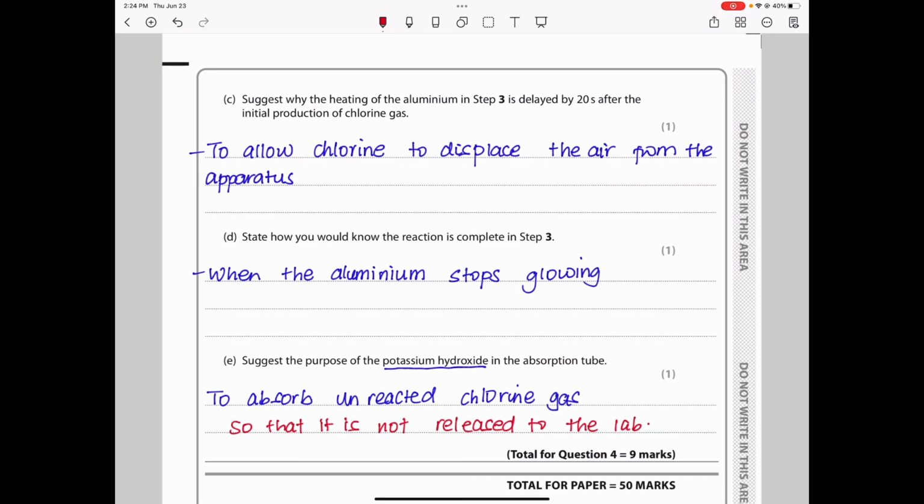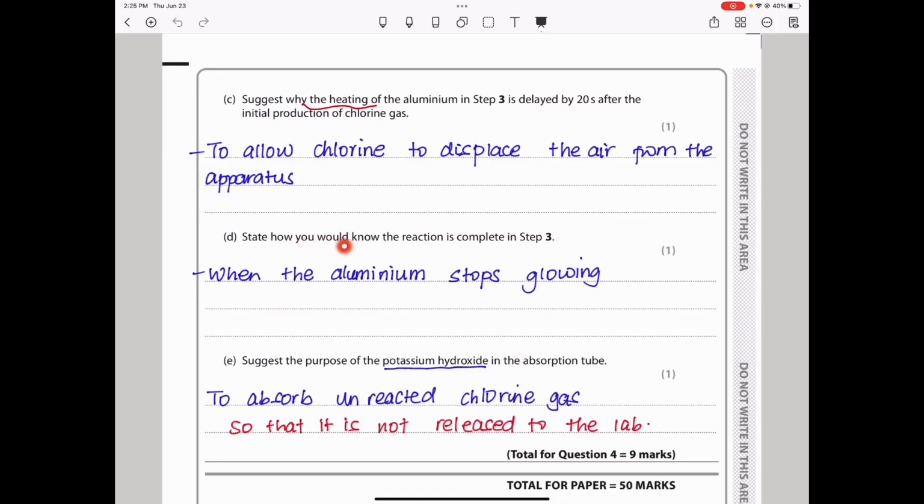So this is the last page. Suggest why the heating of the aluminium in step 3 is delayed for 20 seconds after the initial production of chlorine. So this 20-second delay allows for air to be replaced basically. So air is going to be displaced. There is going to be some air in the apparatus. It has to be displaced before you begin the reaction because chlorine is going to be there. So that chlorine is displacing the air so that when you heat, it's only chlorine present in the tube, and therefore any reaction will be due to chlorine reacting with the aluminium foil.